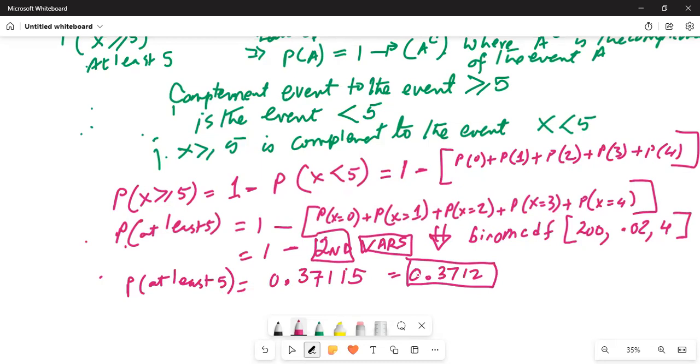Okay, so the tip I want to give is that when we have to find at least some event, 5, 6, remember we have to use the law of complement event, probability of complement event, because at least is, in this case, 5 and above. The complement event is less than 5, which means we have to add the probability of 0, 1, 2, 3, and 4, because all of them are less than 5. And we can use the binomial CDF function in the TI-84 calculator to easily accomplish this.